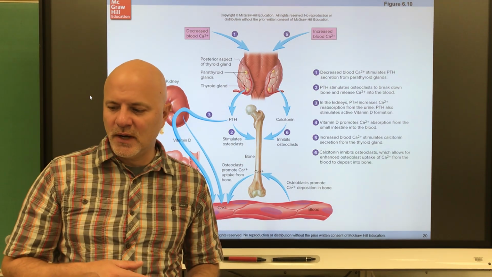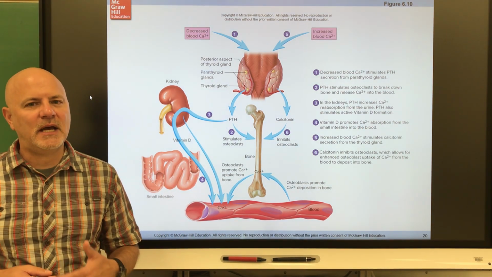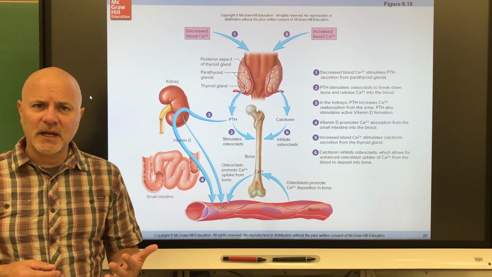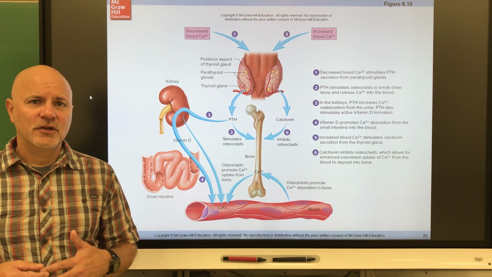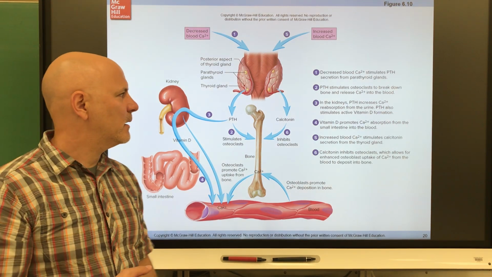Next is calcitonin, and calcitonin inhibits bone breakdown. So if you're inhibiting bone breakdown, you're inhibiting osteoclasts, it stimulates osteoblasts. So it stimulates making of bone there, all right?